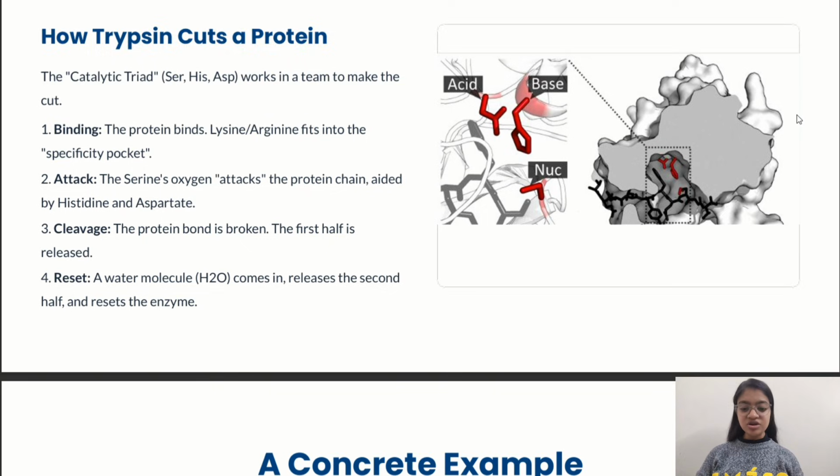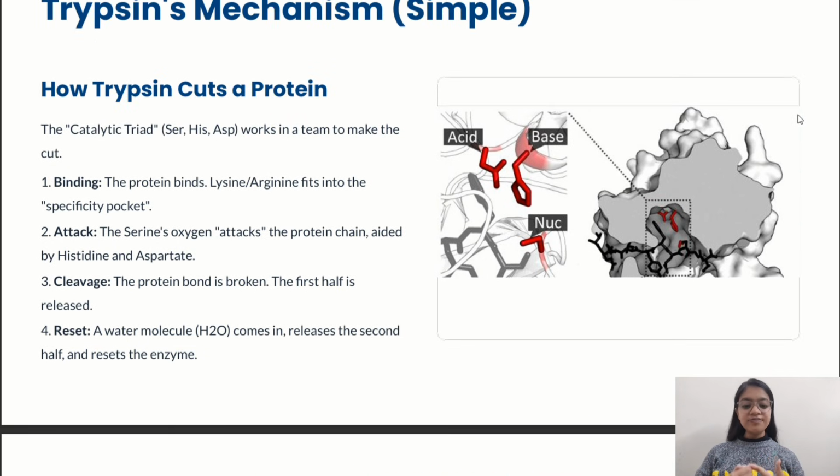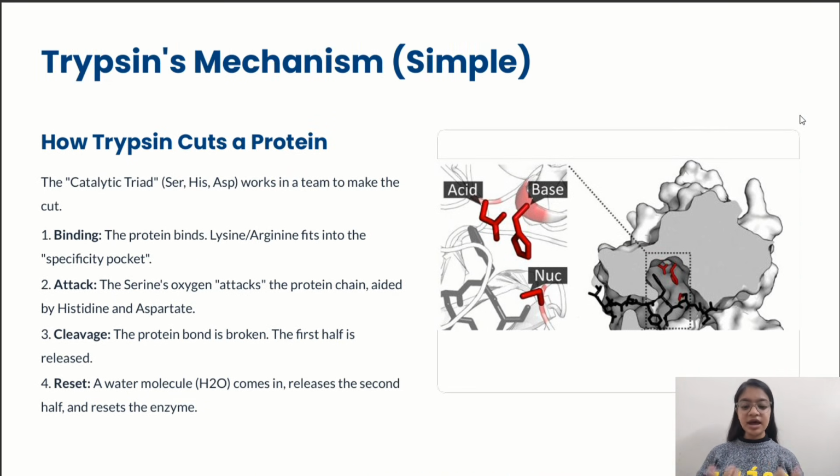Here is the synchronized action. First, aspartate. Aspartate acts as a stabilizer, anchoring the entire system. Second, histidine. Histidine acts as a chemical sponge, temporarily accepting a hydrogen atom from the serine. By losing a hydrogen atom, serine's oxygen atom becomes highly reactive and unstable, and it's now primed for the attack. This arrangement is a perfect example of how the three-dimensional folding of a protein creates a powerful, temporary chemical environment that would not exist otherwise.